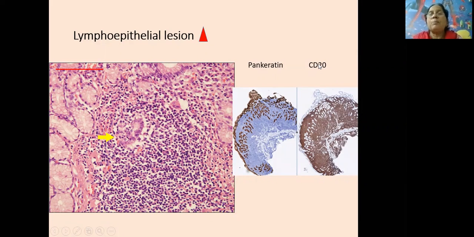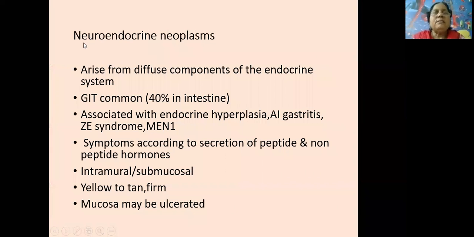CD20 is expressed by B lymphocytes. So all these are the lymphoid cells. So now, are you convinced it is a lymphoepithelial lesion? All these are going into the epithelium.